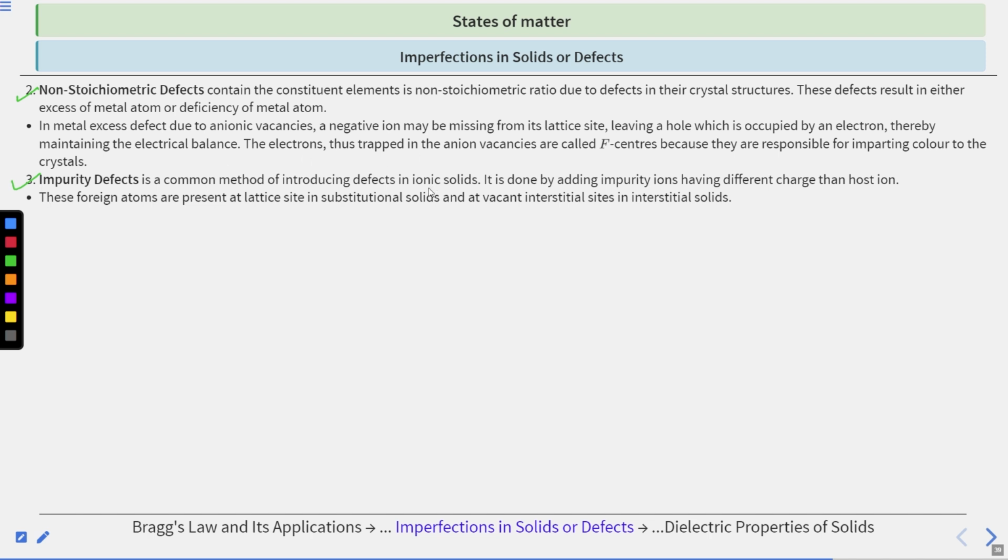Impurity defects. A common method of introducing defects in ionic solids is done by adding impurity ions having a different charge than the host ion. These foreign atoms are present at lattice sites in substitutional solids and at vacant interstitial sites in interstitial solids.